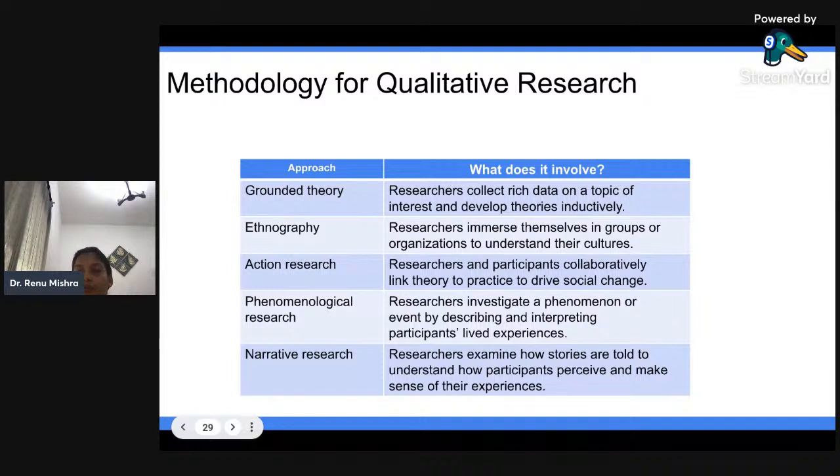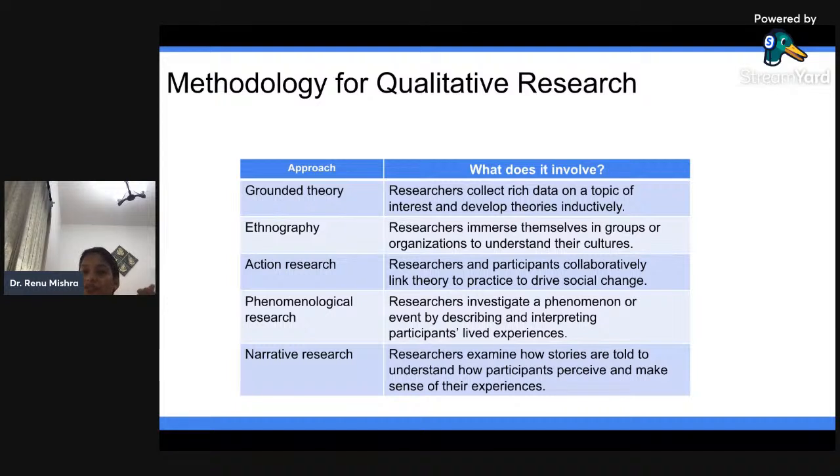Then the ethnography approach means basically the researcher, the one who is collecting the data, immerses in a group or organization to understand their culture. That's what I said, ethnographic research. You do not actually disturb or take the respondents out of their natural setting. If you want to understand people's behavior or employees' behavior, how they behave in the organization, what the researcher does is basically become a part of that organization. When I say be a part of that organization, it means they go and visit the organization, and then they observe the behavior of the employees.